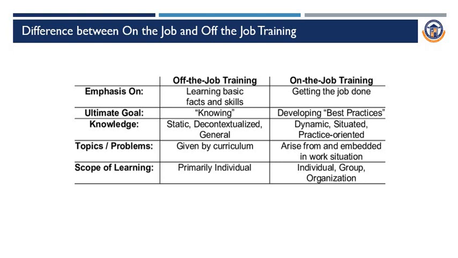Next, the topics or problems selected for off-the-job training will be given by the curriculum, whereas in on-the-job training, the topics or problems will be designed based on situations which happen in the workplace. Next is scope of learning. In off-the-job training, the scope will be focused primarily on the individual, whereas in on-the-job training, it will be focused on the individual, a group of people, and also the whole organization.